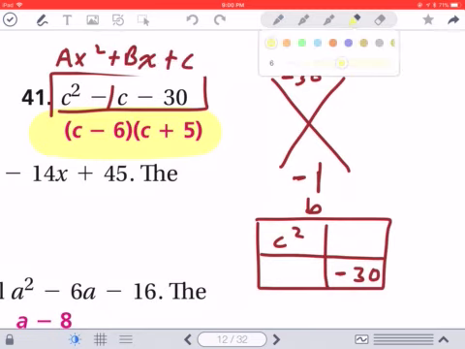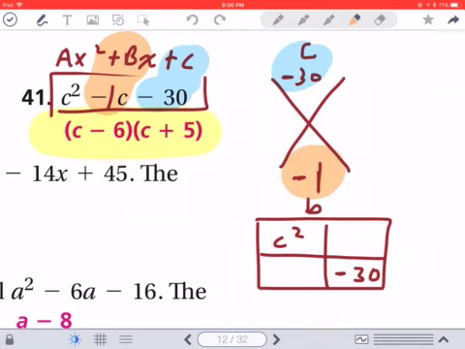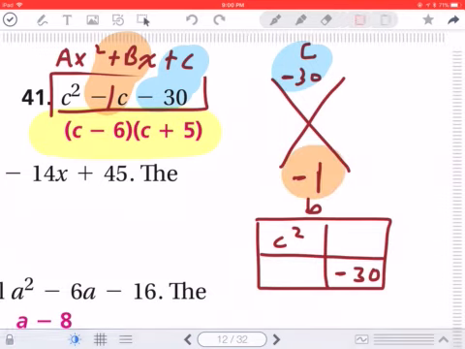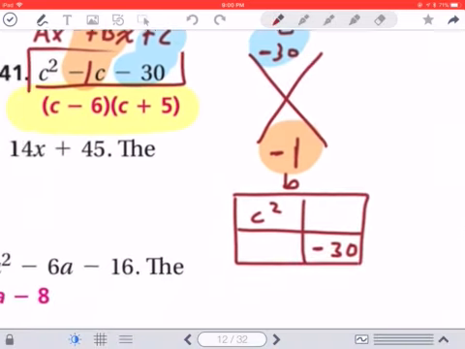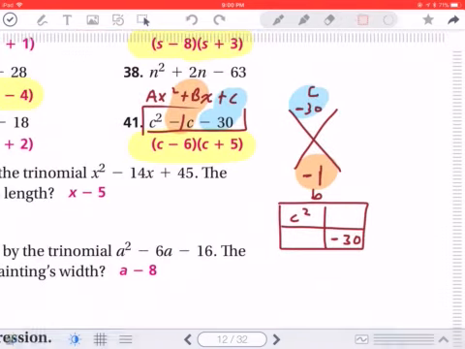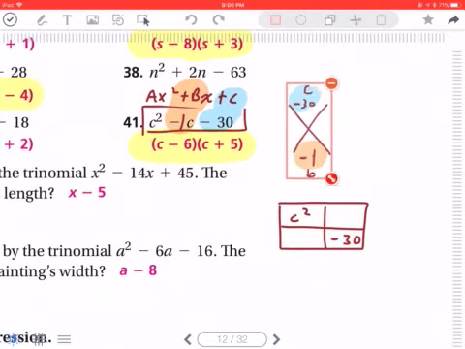So my c value is negative 30, so that goes right here. My b value is negative 1, so that goes right there. Okay, so I've got that. And then let's go back over to our box over here. So I know this has got to be, let's shrink this up. There we go.